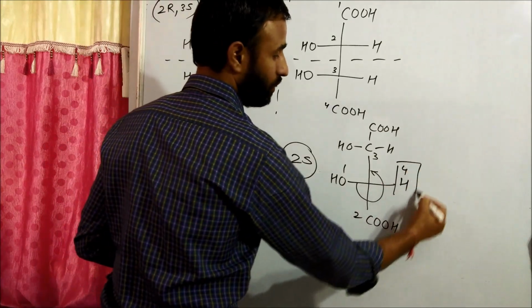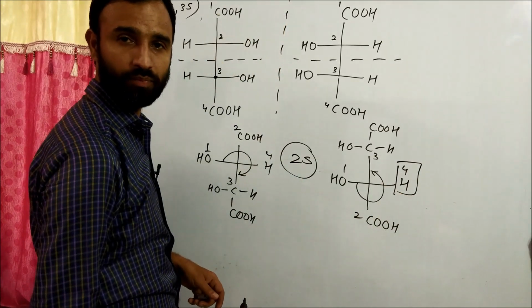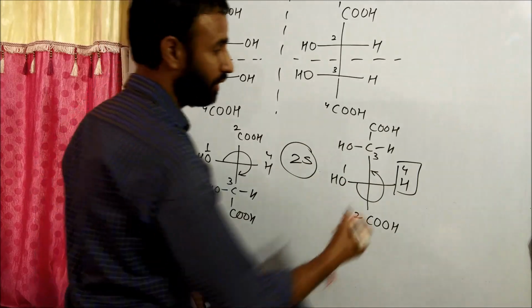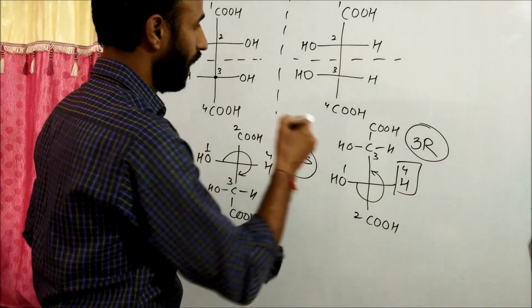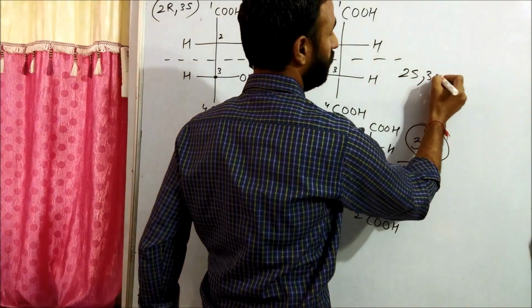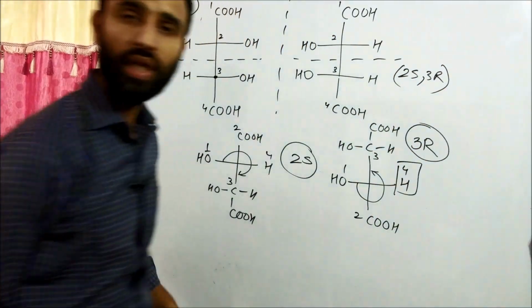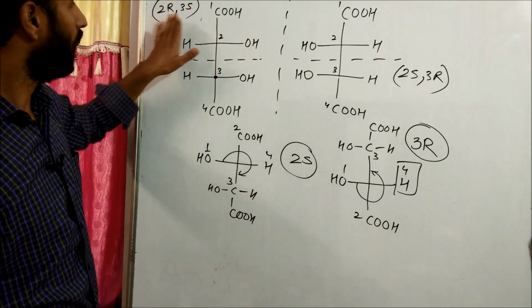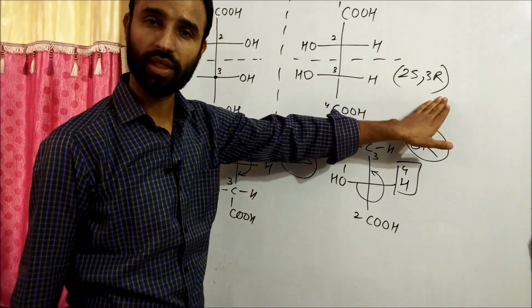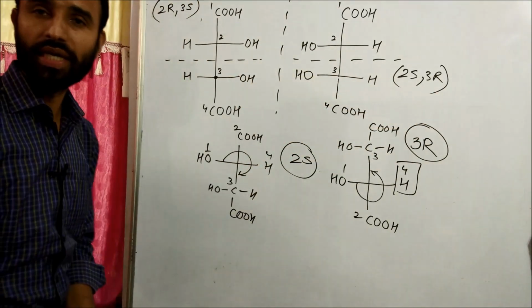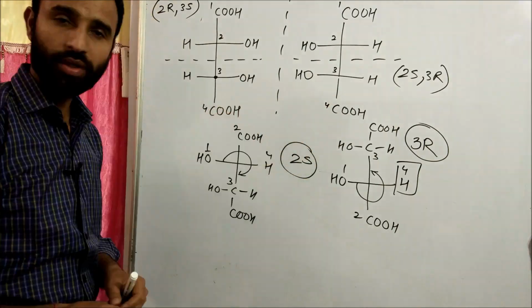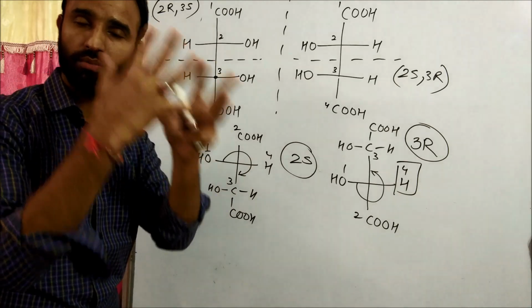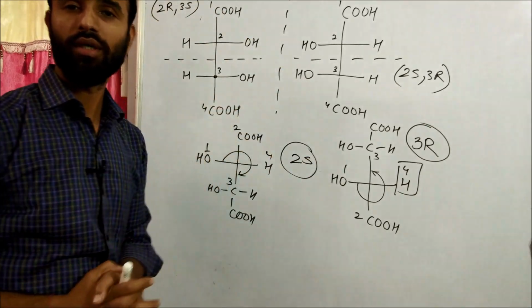Anti-clockwise, horizontal, anti-clockwise, horizontal. 3R. So it is 2S, 3R. 2R, 3S, 2S, 3R. Both are identical and they are meso compound. This is the same compound. So in this way you can predict this is meso, this is enantiomer.